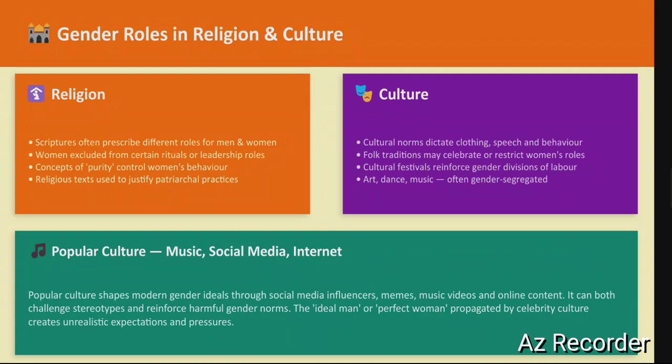Okay. Popular culture, that is music, social media, internet. So this culture shapes modern gender ideals through social media influencers, memes, music videos, the content online. It can both challenge stereotypes and reinforce harmful gender stereotypes. So the ideal man or a perfect woman propagated by celebrity culture creates unrealistic expectations and pressure. This is so true.